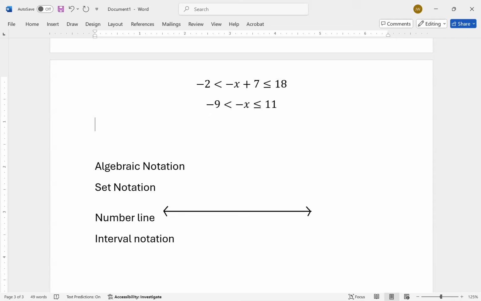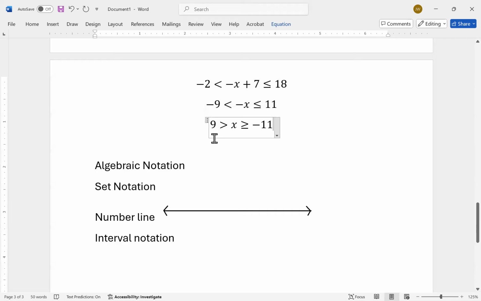And then I divide by -1. Now, when I divide by -1, -9 divided by -1 is a 9. I would have to flip this sign. So X is smaller than 9. 9 is greater than X. And then I'd have to flip the other sign as well. So when I divide all three sides by -1, I have to flip both inequality symbols.